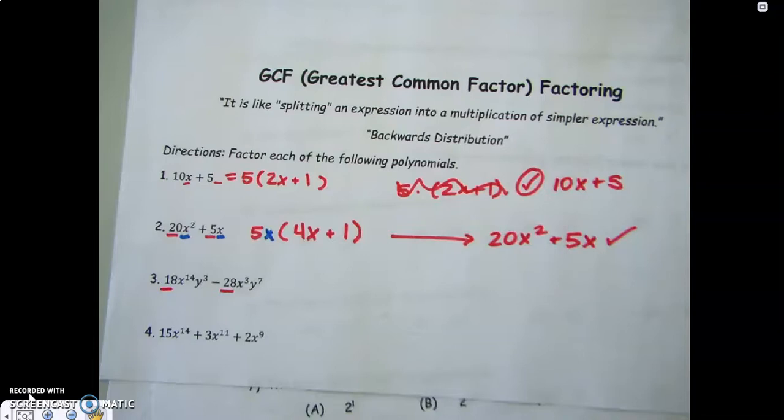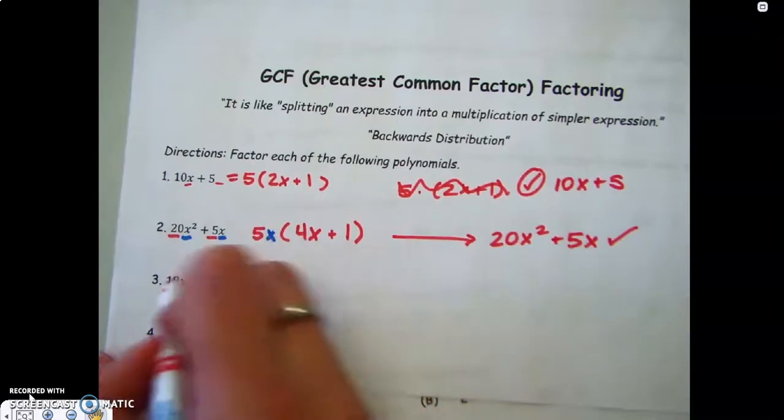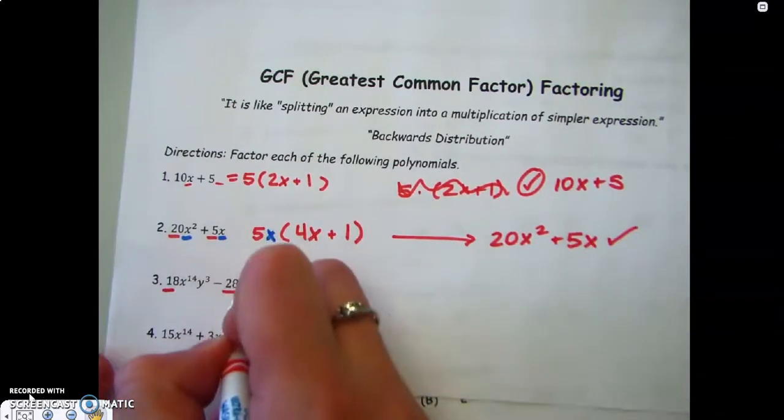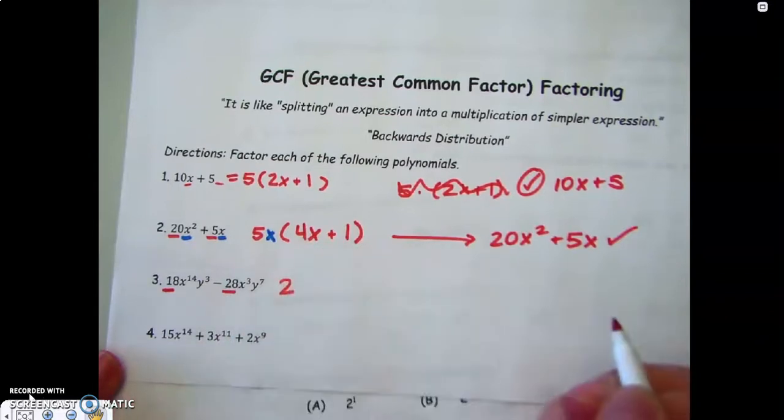14 and 2. 3 can't go into 28. 6 can't go into 28. So I think that 2 is the largest factor there, and I can always check that later. So if I take a 2 out of both 18 and 28, I can do that.